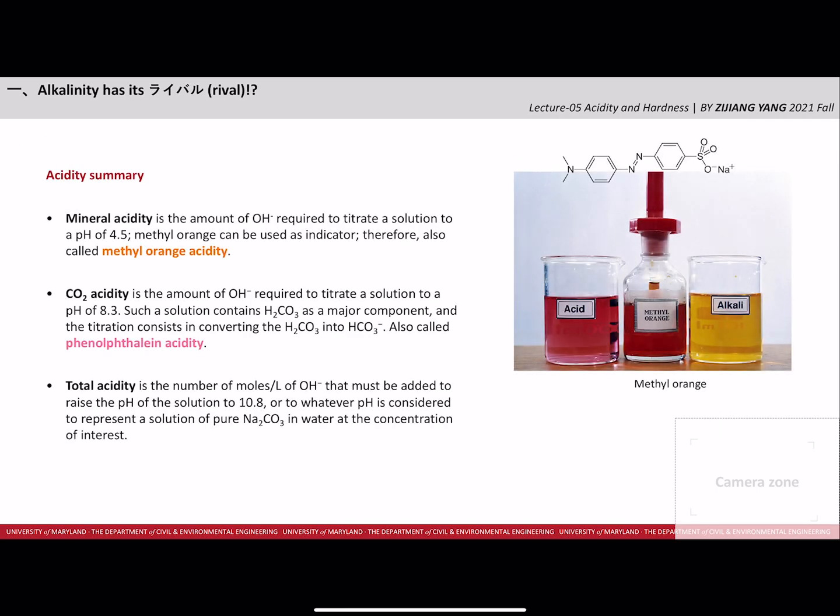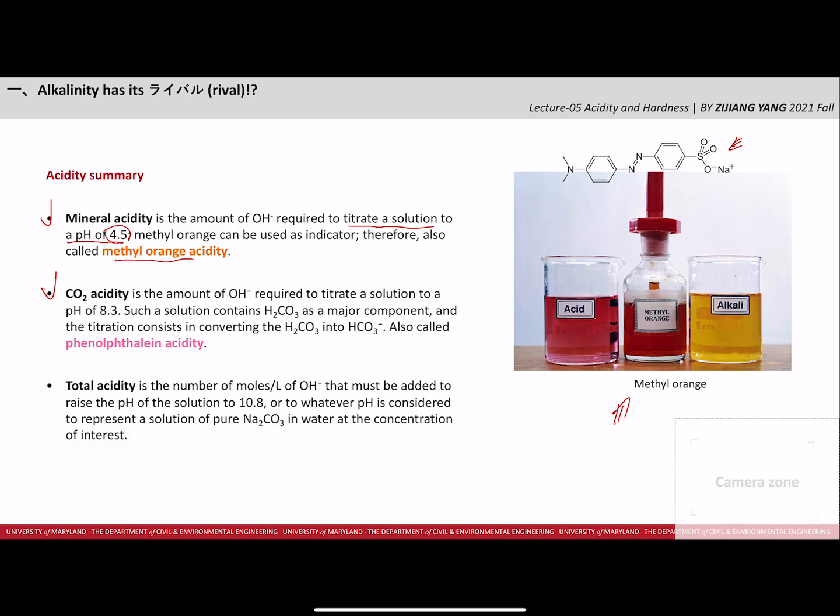Here is a summary of the different acidities. Mineral acidity is the amount of OH- required to titrate a solution to a pH of about 4.5. But according to different literature or materials, this pH may change. We just remember that this represents a relatively acidic pH. Methyl orange can be used as an indicator, so this is also called methyl orange acidity. Here is the color of methyl orange, and here is the chemical structure.